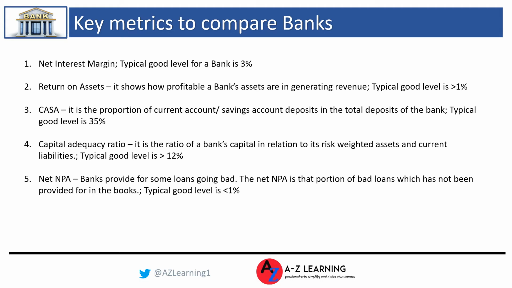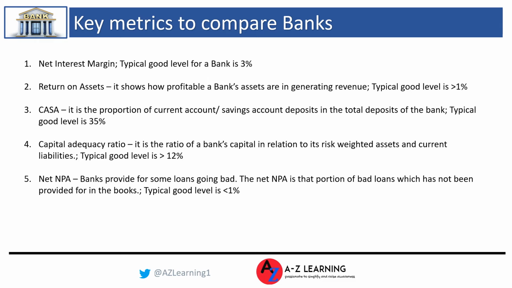Now let's talk about the last but not least important, the fifth metric called net NPA. A bank is in the business of giving loans. So when you give a loan, some people are unable to pay it back because the businesses for which they took the loan haven't survived, or if somebody has taken a home loan, they are unable to pay it back because they have lost their job or their expenses have gone up or their income has reduced. So there are a number of reasons for which an asset for the bank becomes a non-performing asset. It means either they are not able to pay the interest on that or they are unable to return that money.